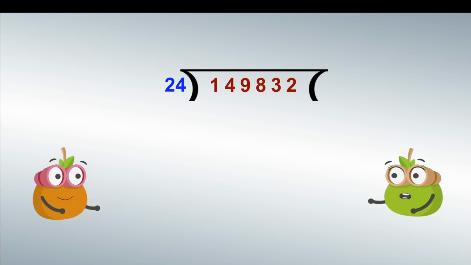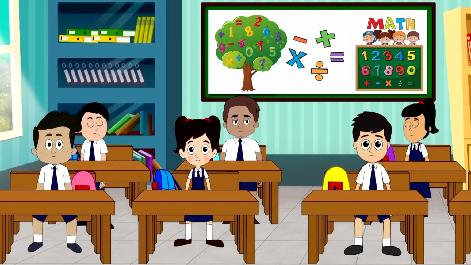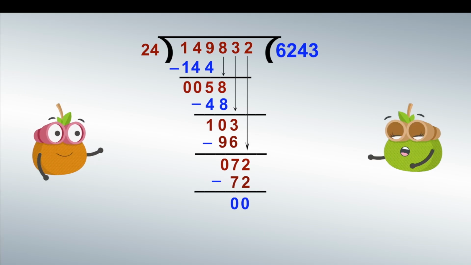Ignore the decimal points. Divide 1,49,832 by 24. As we know, division always starts with the greater place, and here the greater place is lakh. After dividing 1,49,832 by 24, we will get 6,243. Thus, 1,49,832 divided by 24 is 6,243.